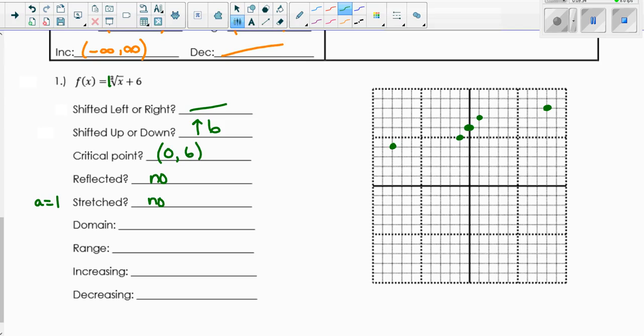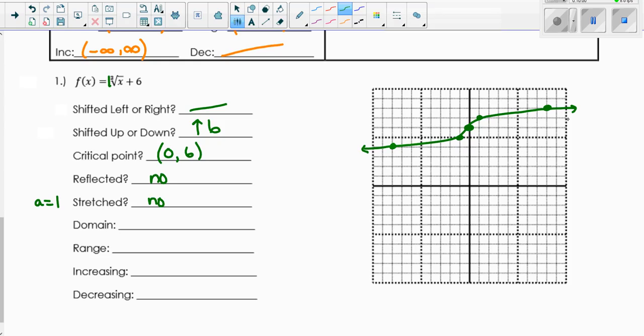Kind of like a quadratic, there's symmetry, or not necessarily symmetry, but there's a pattern to it. Notice right 1, up 1, left 1, down 1. Notice right 8, up 2. Notice left 8, down 2. So that can kind of help graph too. Okay, if I connect the points, this is what I get, going up and going down.